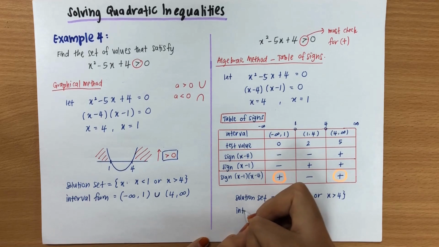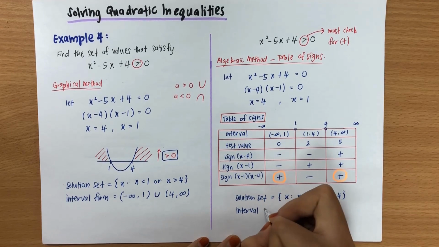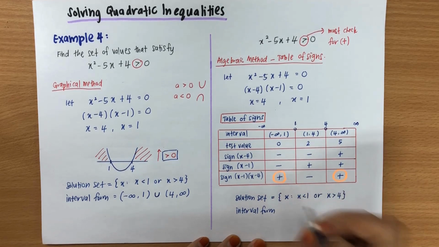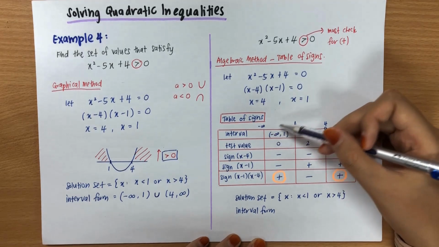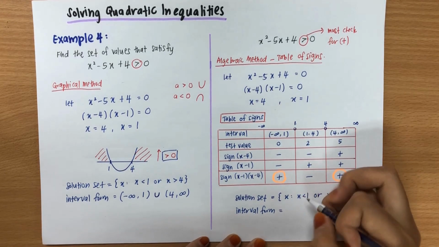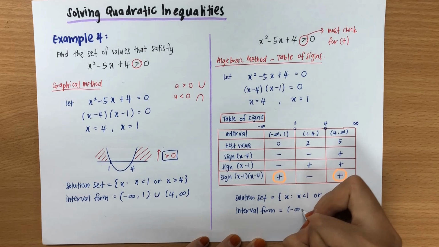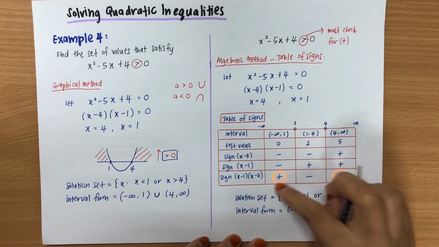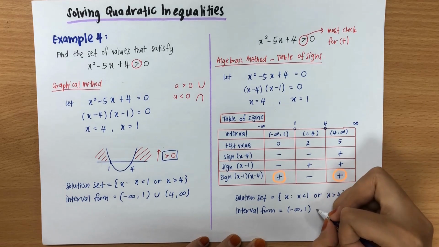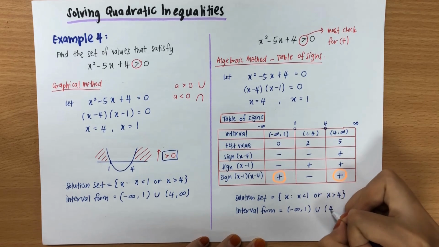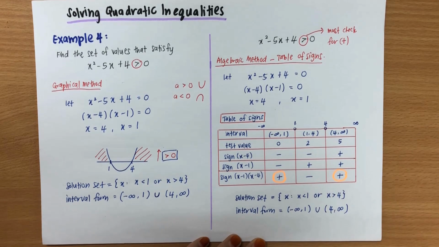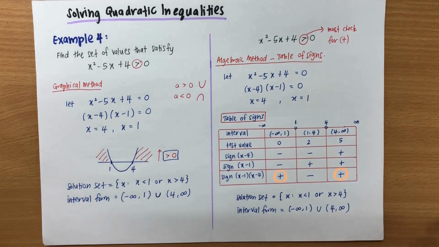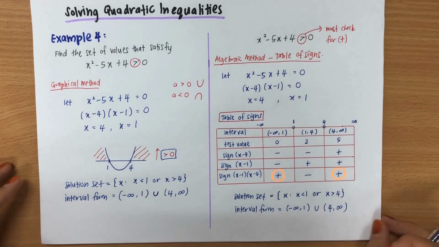Or if we want to take it directly in interval form, you can take directly from the interval that we already have. So that is going to be negative infinity to 1. Remember, it's a union, okay, or, so that will be a union of 4 to infinity. So that is our final answer and the solution for this method.